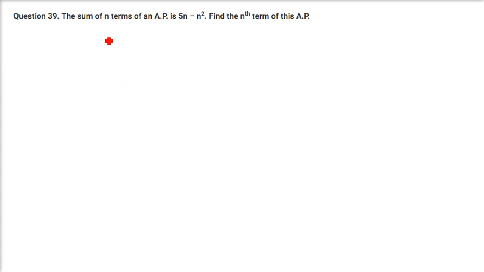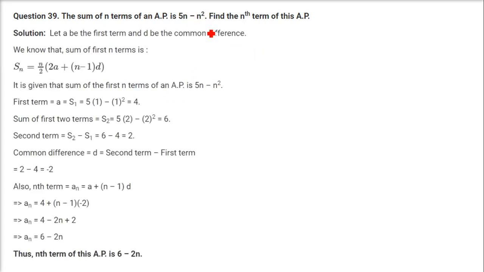Similarly, we will do it like this. The sum of n terms is this one, 5n minus n square. We have to find the nth term of an AP. So you can write this an will be Sn minus Sn minus 1. This is one way. We just saw. So how to do it in another way?